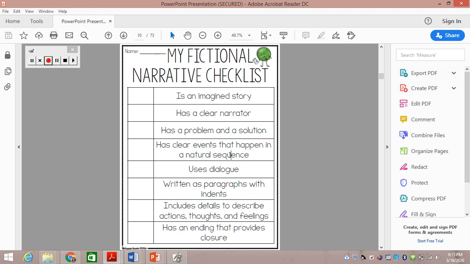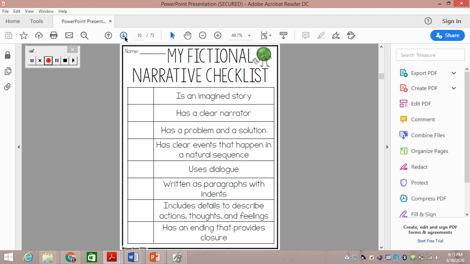It'll start with something like once upon a time, or you're going to say, I was at school one day, or you can say Jeremy was at school one day, or whoever your character is. You're going to use dialogue. I'll help you with that. But I do want you to remember dialogue is very important in helping you understand characters. It's going to be written as paragraphs with indents or indentations, which is where you hit tab at the beginning. It includes details to describe actions, thoughts, and feelings. And it has an ending that provides closure.